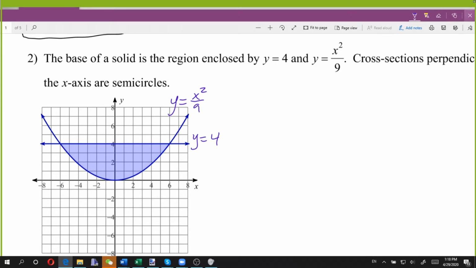Okay, so this time we are building cross sections perpendicular to the x-axis as semicircles, with the base of our solid being y equals 4 and y equals x squared over 9. So I'm going to write those equations over here really quick, so that I can zoom in. Cross sections perpendicular to the x-axis are semicircles. So perpendicular to the x-axis this time, a 90-degree angle with the x-axis, should give me a semicircular shape. Should look something like this. So we've got an infinitely small change in x, and then a 2D area that is a semicircle popping out of the page.